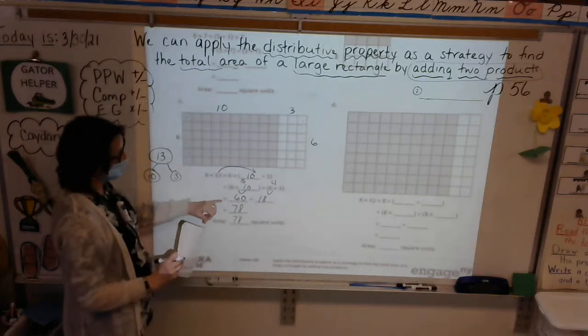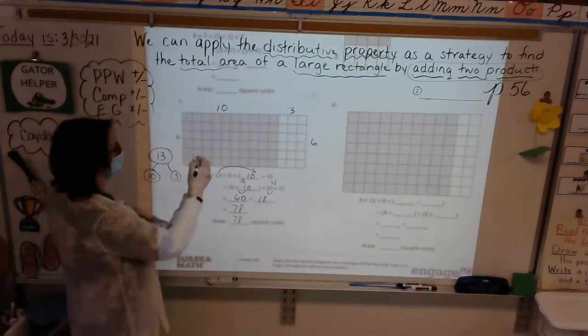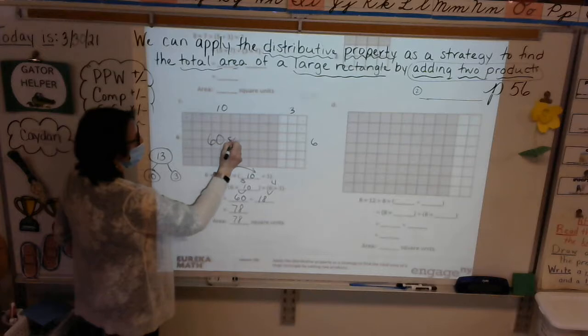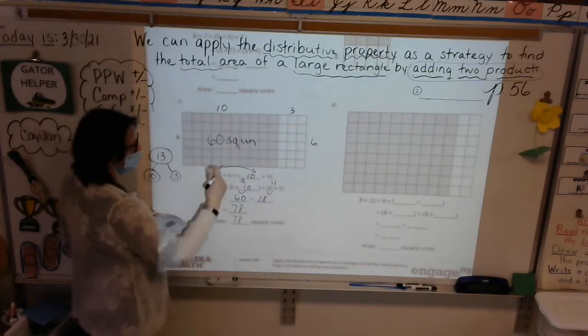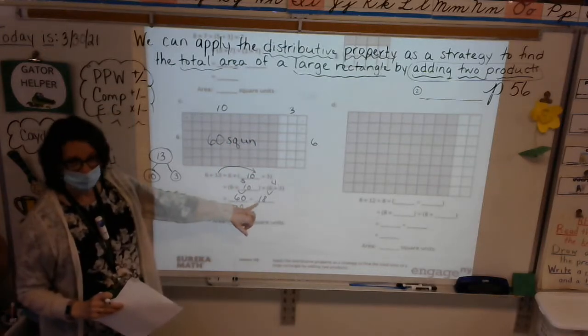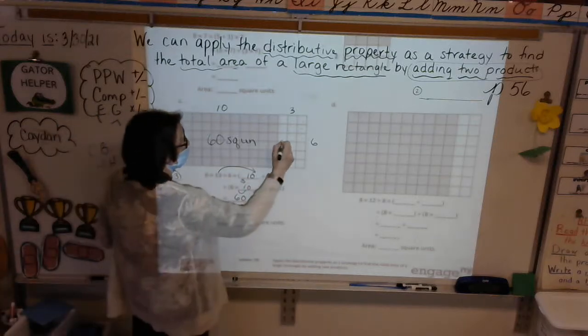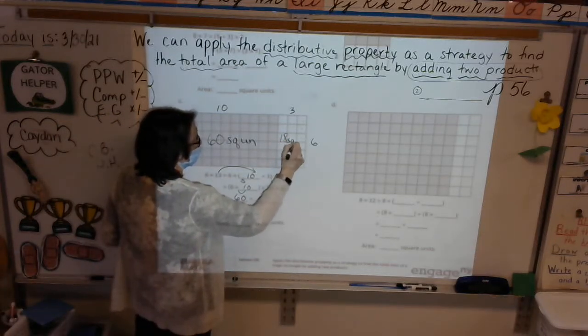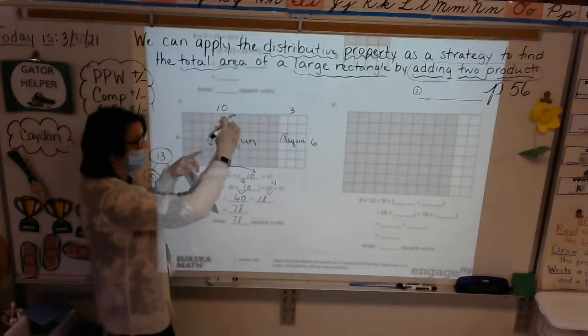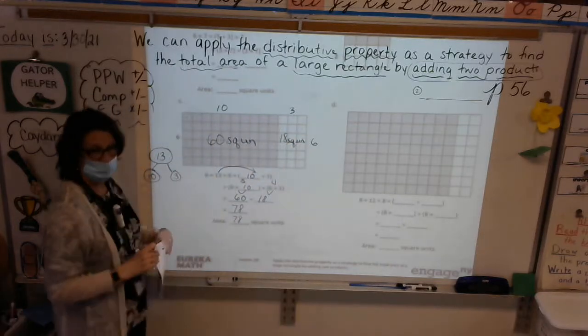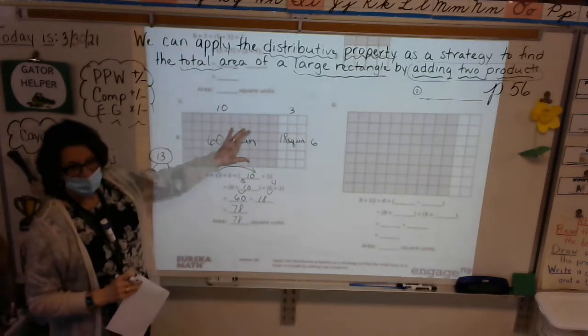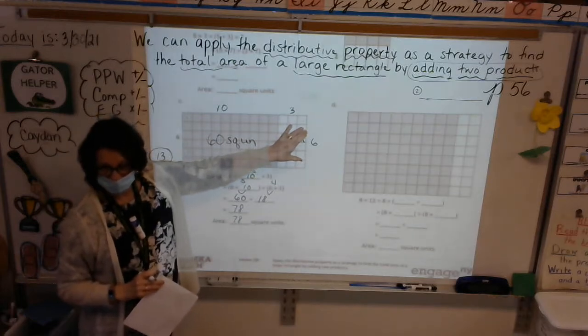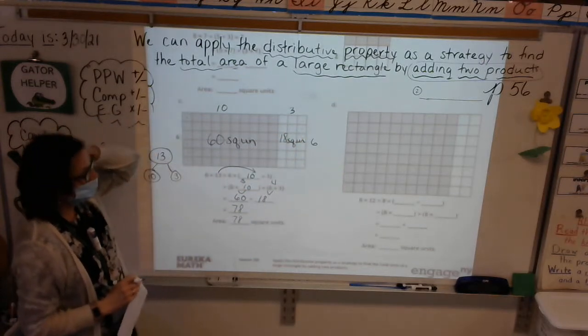Let's go back up. What does 60 represent? The area of the shaded. Let's write it in there. 60 square units. What does 18 represent? The area of the unshaded. Let's write it in here. 18 square units. How do we get the big, large rectangle? We add 60 plus 18. Okay? Okay, let's go ahead and look at the next one.